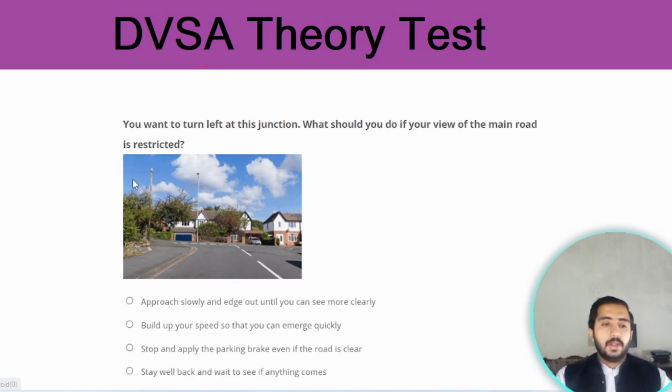Next question. You want to turn left at this junction. What should you do if your view of the main road is restricted? If the view of the main road is restricted, then approach slowly and edge out until you can see more clearly. Option A is the correct one.